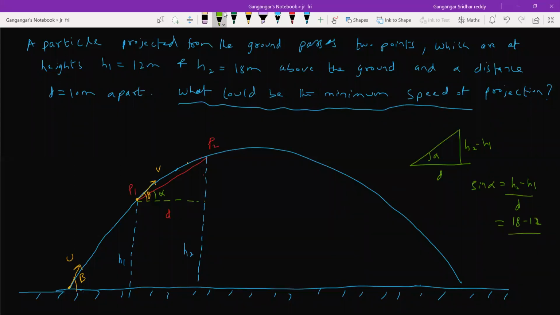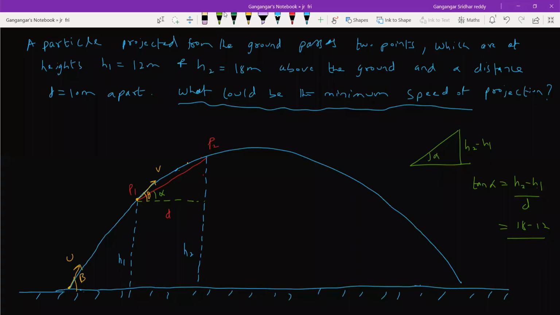Sir, tan alpha, sir. Tan alpha, sorry. Tan alpha will be written as h2 minus h1 by d. h2 minus h1, 18 minus 12. They are separated.